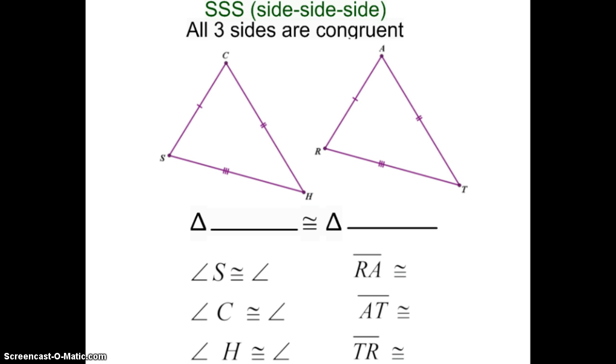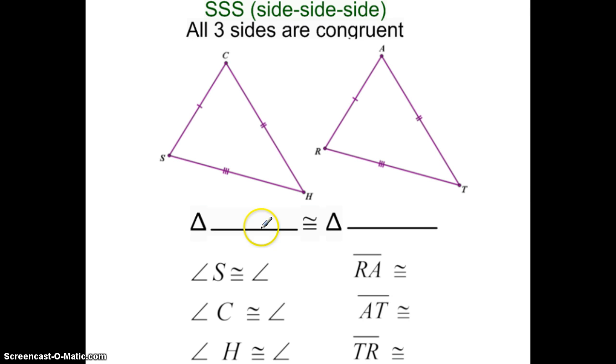Our first theorem is the side side side congruence postulate. This postulate says that if all 3 sides of a triangle are congruent, then the triangles must be congruent. In your textbook on page 234, postulate 19, the side side side congruence postulate says if 3 sides of one triangle are congruent to 3 sides of a second triangle, then the 2 triangles are congruent.